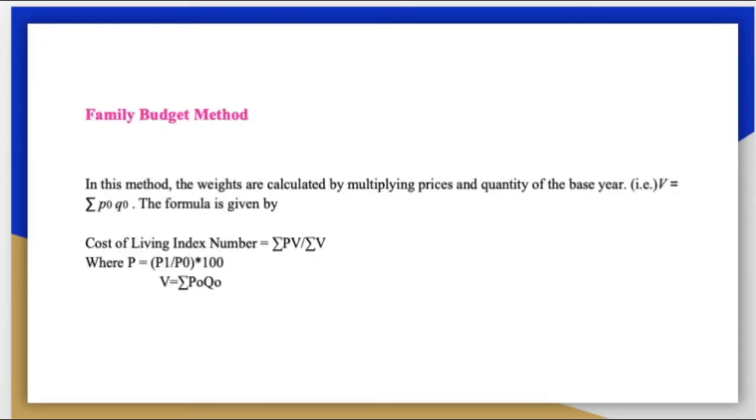Second method, family budget method. In this method, the weights are calculated by multiplying prices and quantities of the base year, that is, V equals summation P naught Q naught. The formula is given by cost of living index number equals summation PV divided by summation V, where P is equal to P1 divided by P naught into 100, whereas V equals summation P naught Q naught.